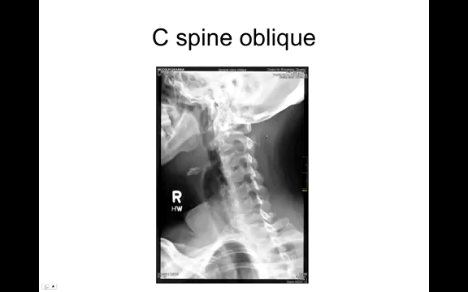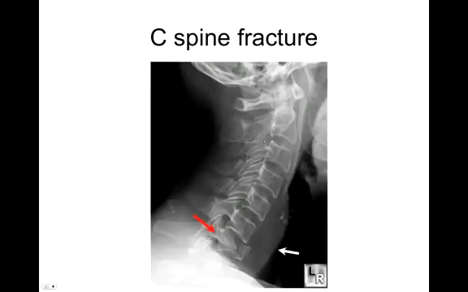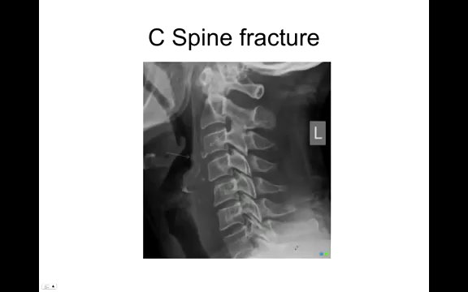So this is a C-spine oblique, so sometimes you can see other fractures here that you wouldn't, but that's not the view that he talked about. The view was the odontoid view. I'll show you that in a moment. This is the C-spine fracture, so they've got one here, it looks like, go up here, 1, 2, 3, 4, 5, 6, 7. So you can see the irregularity here, and all the arrows are pointing there.